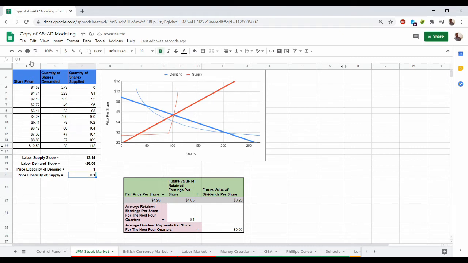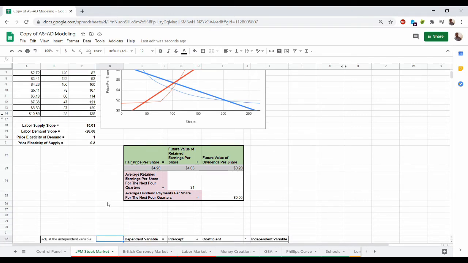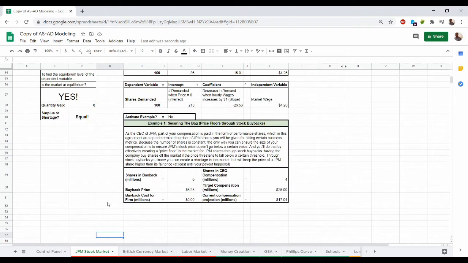So we can change the slope of the curve, which would have an impression upon what changes in shifts of the curve would do to the equilibrium price. But we won't even get into that right now. Let's just get into the idea of how this might be distorted just looking at, for example, a price floor situation. So in our example here, we're going to have a price floor that is created by a stock buyback. So I have example 1 in this cell, securing the bag, price floors through stock buybacks.